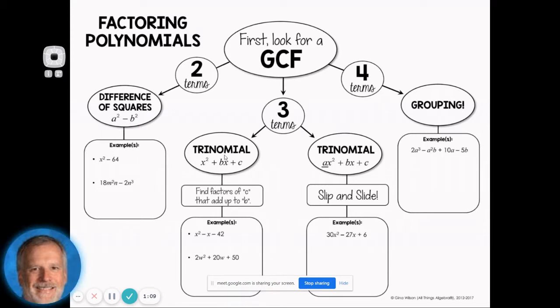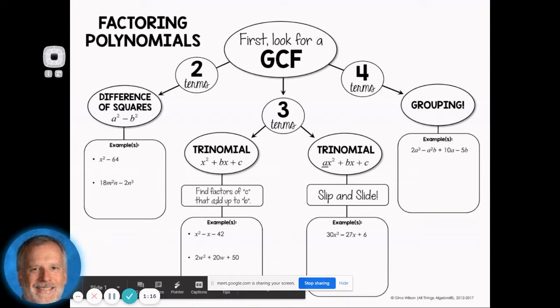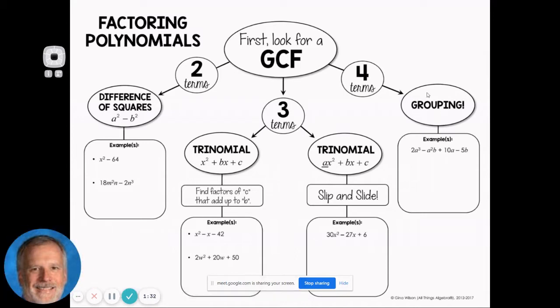Now, if there are three terms, we already know how to factor a trinomial. We know that we've got to find the factors of the last number, and we want those two factors to add up to be the middle term. We've done that, after we find the greatest common factor. And we also know that if it has four terms, it's going to be factored by grouping. We've done a lot of that.